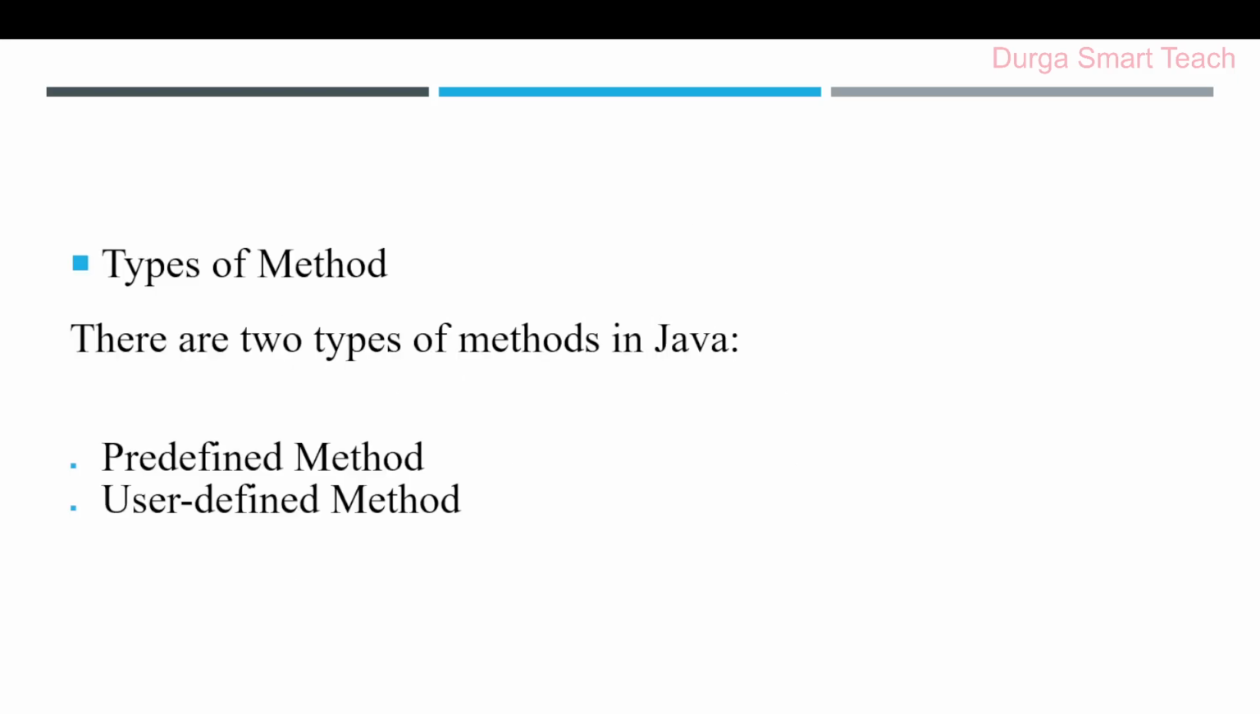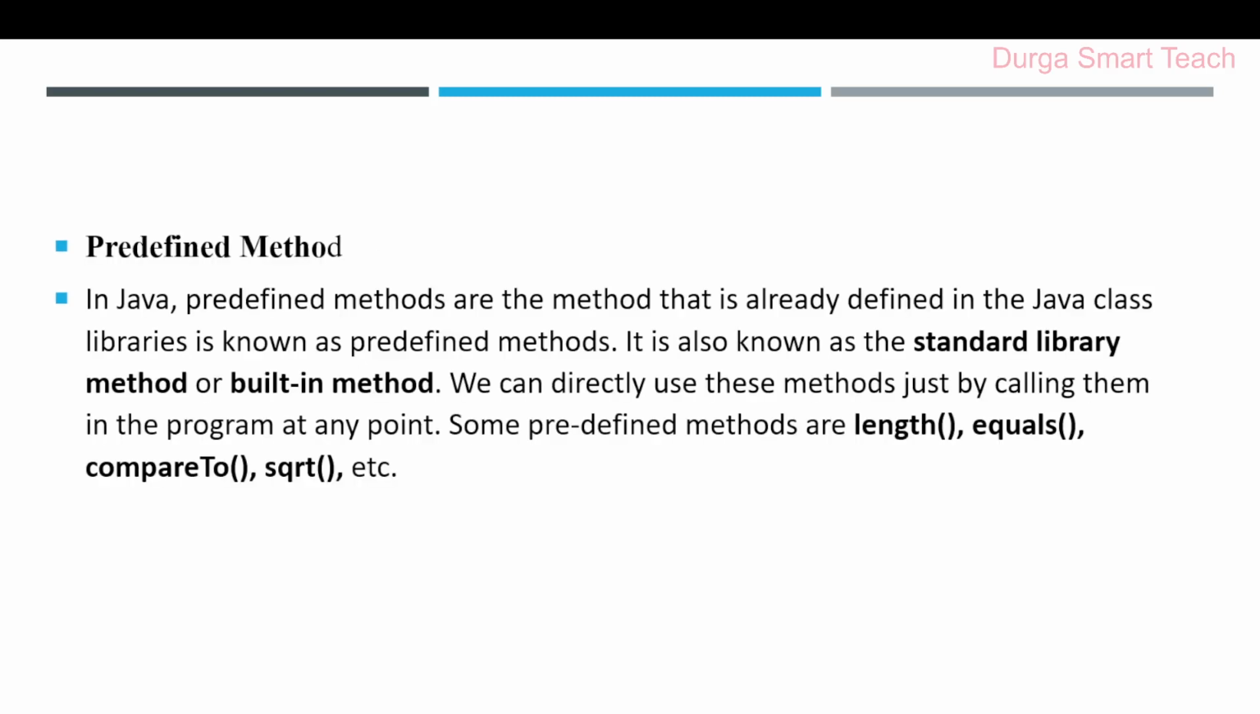Methods are of two types: one is the predefined method and the other is the user defined method. The name itself indicates predefined, meaning already defined. Already defined methods are known as predefined methods. These are also known as standard library methods or built-in methods. We can directly use these methods just by calling them in the program at any time. To call that method, we simply use the method name.